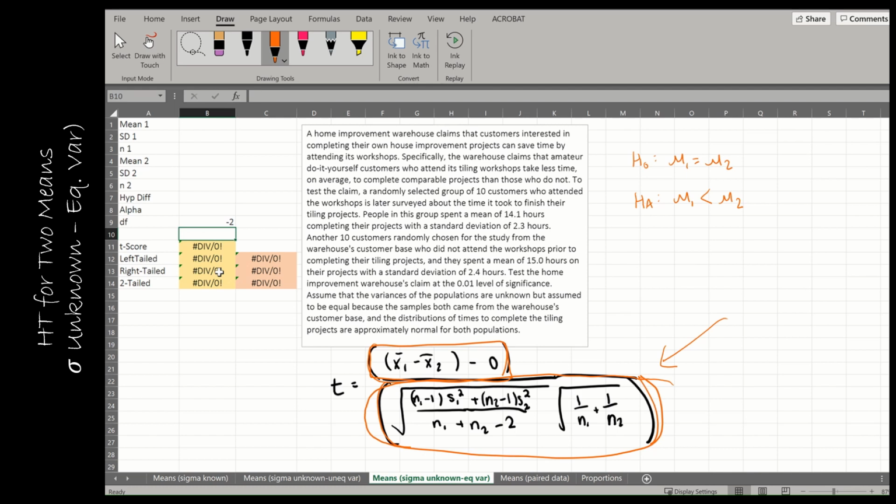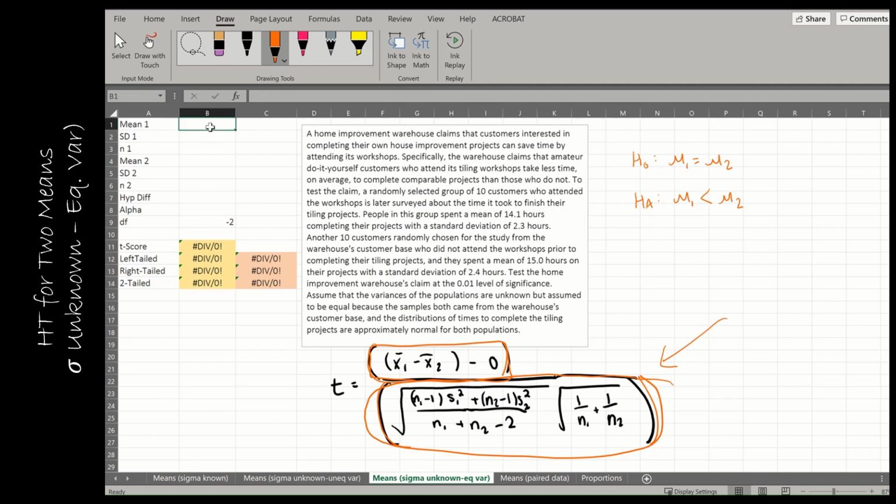And the right-tailed again uses t-dist right. The t-dist two-tailed didn't work for me in this case, so I just went back to what I did before. If the t-score is less than 0, I need 2 of these. If it's greater than 0, I need 2 of these. So let's take a look.